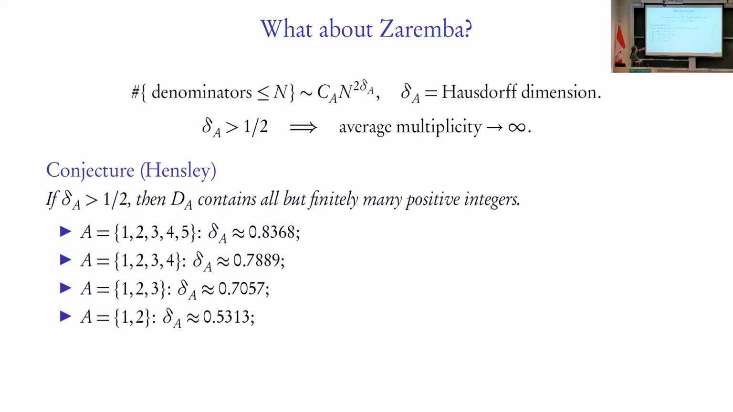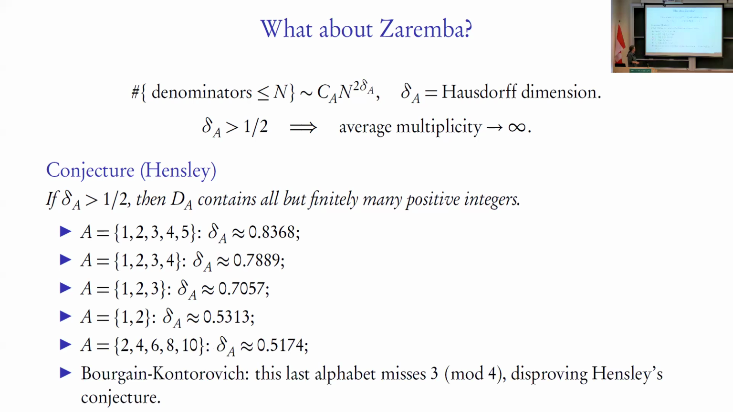So here are some examples. Zaremba's conjecture is about the alphabet 1 through 5. The Hausdorff dimension is about 0.8. As you make your alphabet a little bit smaller, you can see it shrinks. When we have 1, 2, we can take the data quite far computing, but we still see many missing denominators. So it's unclear if they're going to peter out. But Bourgain and Kontorovich made the observation that you can get congruence obstructions. So this conjecture of Hensley's, as it's stated, isn't quite right because it doesn't account for some sort of congruence obstructions. And they showed that with this alphabet, you never see anything which is 3 mod 4. So there is a congruence obstruction possible, and that's analogous to what happens in the Apollonian case.